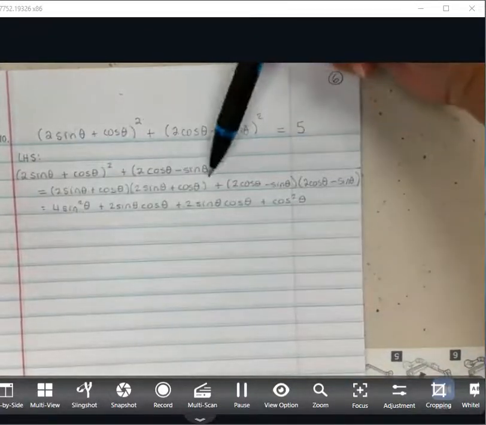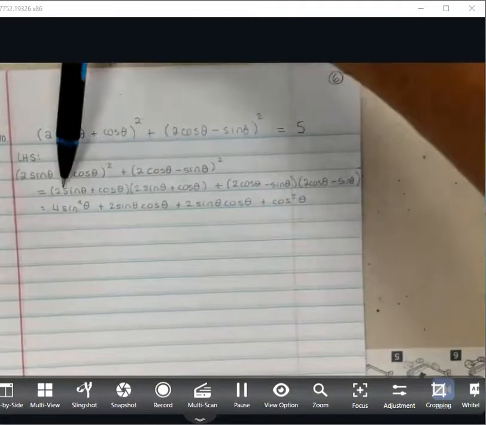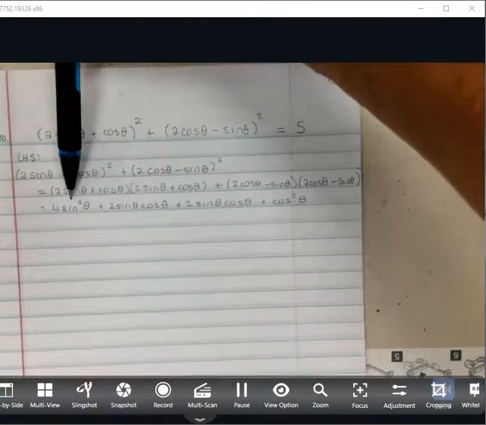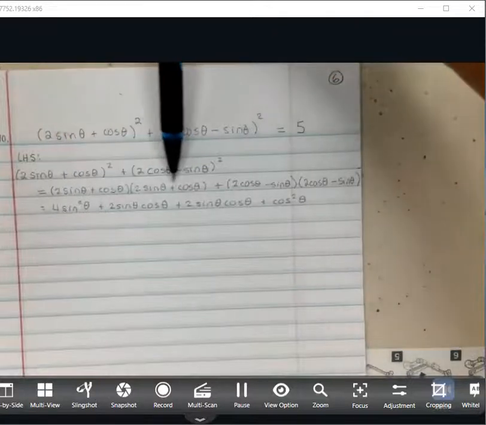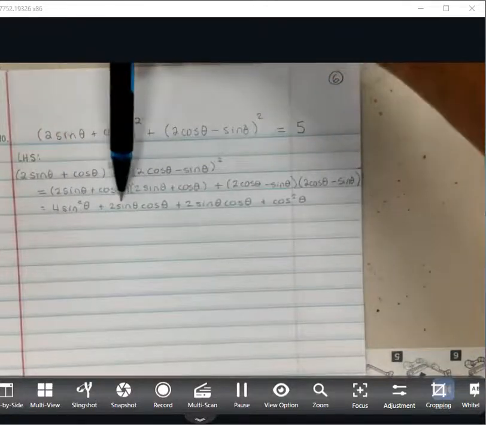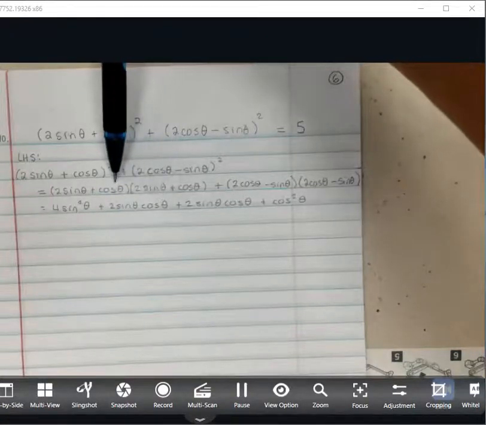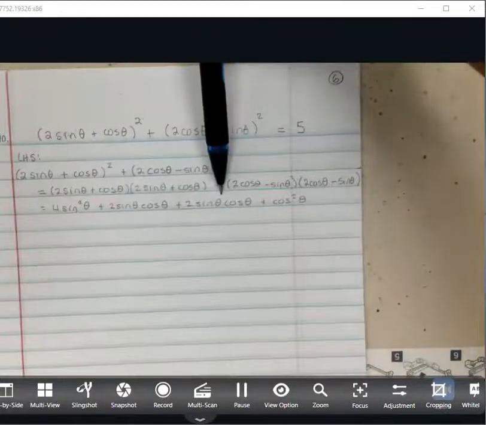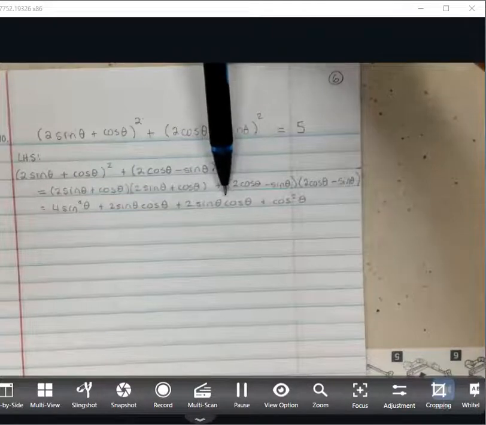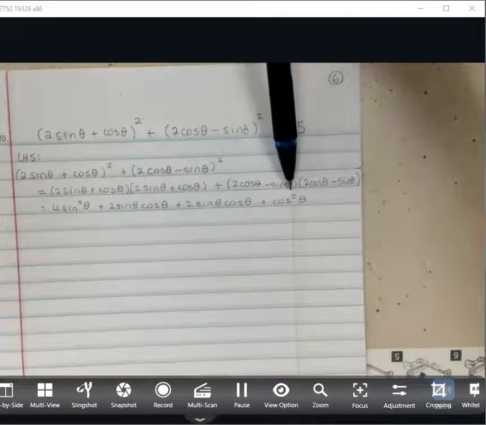All I did was I multiplied this first one out. 2 sine theta times 2 sine theta gave me the 4 sine squared theta. Then 2 sine theta times the cosine theta gives me just that, 2 sine theta times cosine theta. Now the insides look like a cosine theta times 2 sine theta. I just put it in that same order as the previous term, 2 sine cosine. And then finally cosine times cosine gave me a cosine squared.